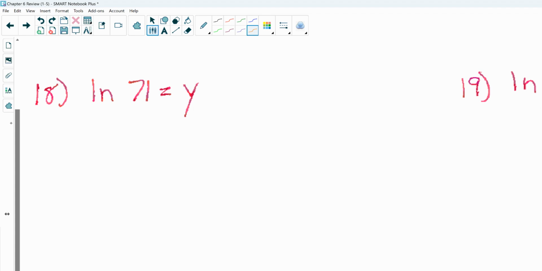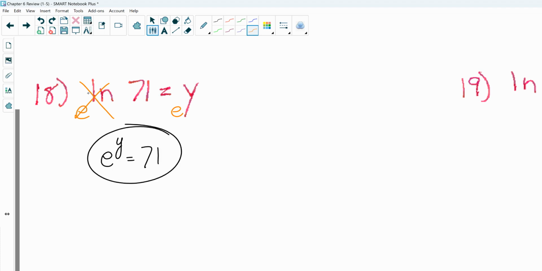18. E to both sides, e and the ln will cancel, leaving us with e to the y is equal to 71. Now with equals, it doesn't matter if we flip it. Inequalities we'll have to be a little careful with, but we can talk about that when we get to solving. And with 19, e to the 9th. Flipping it either way doesn't matter. We get to the same answer.